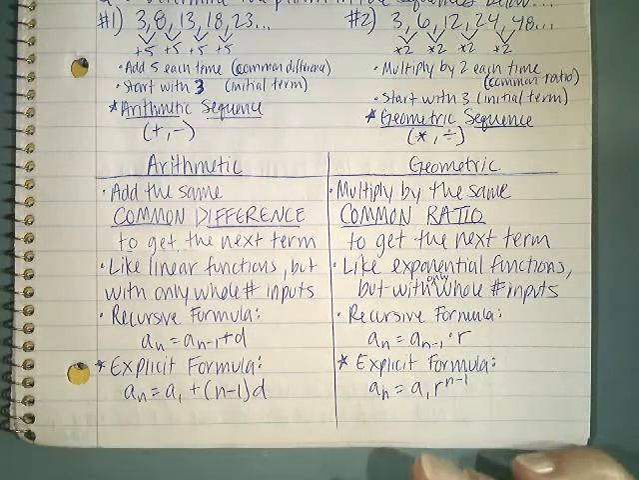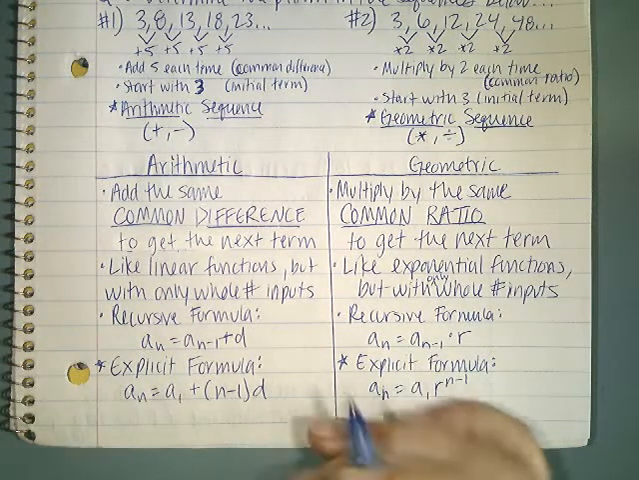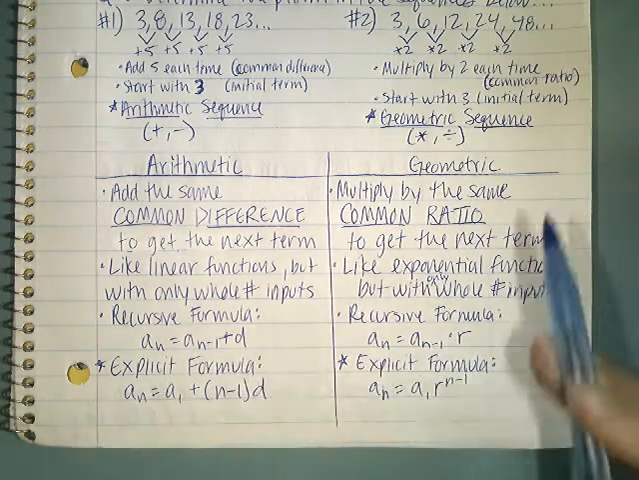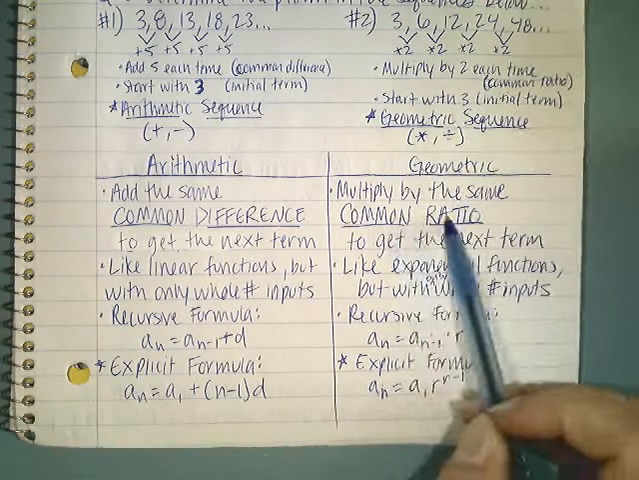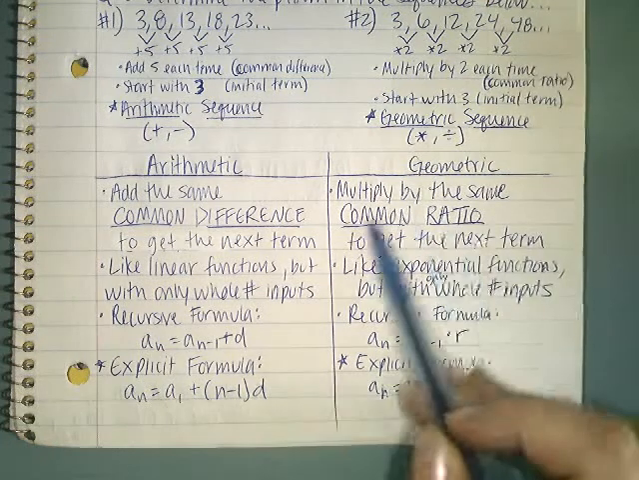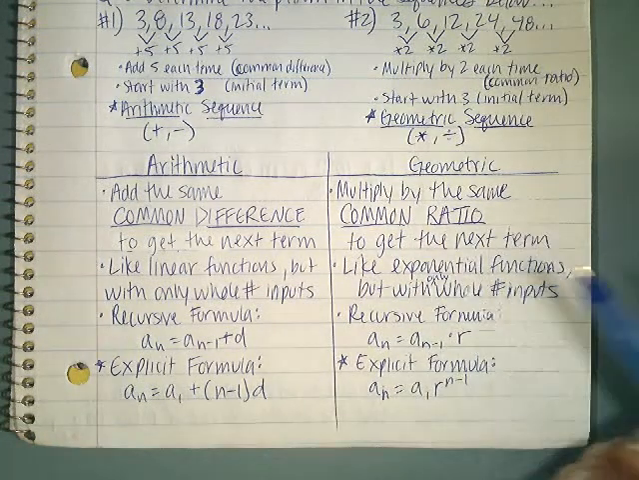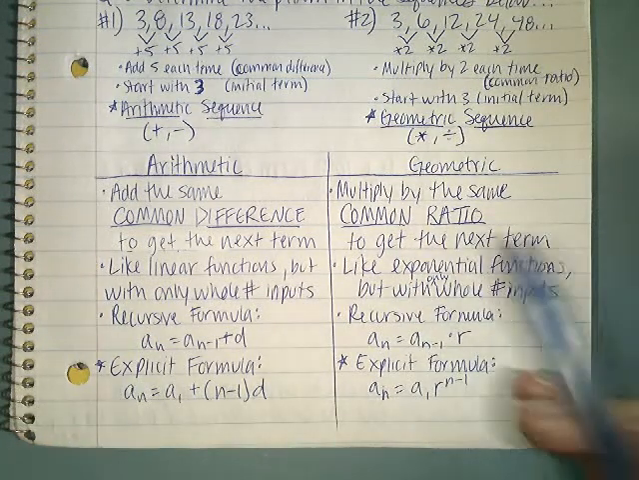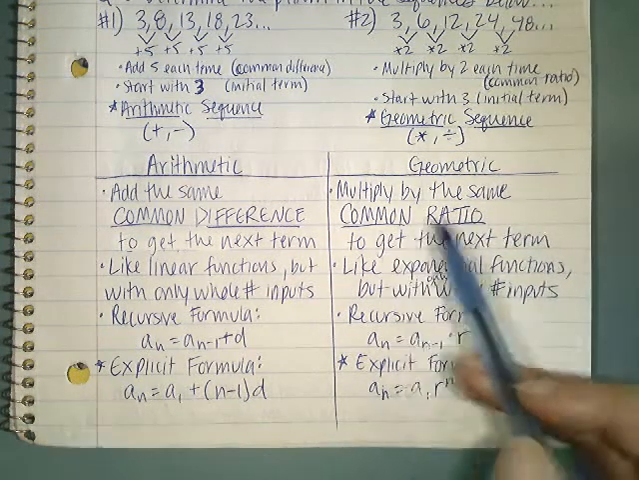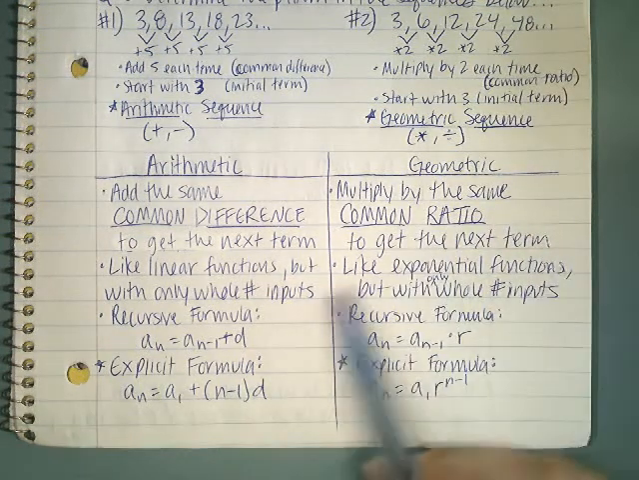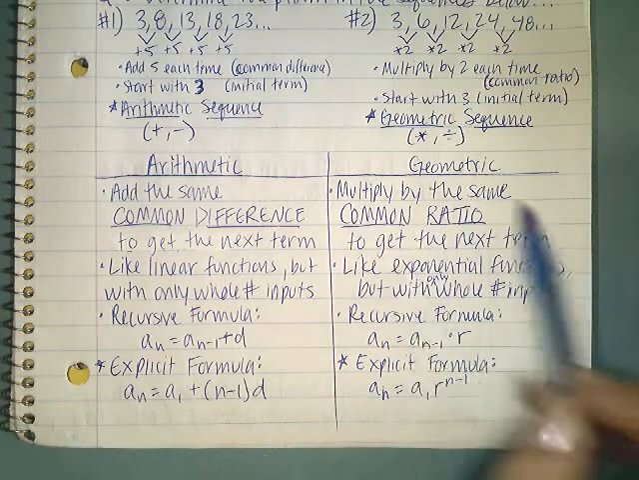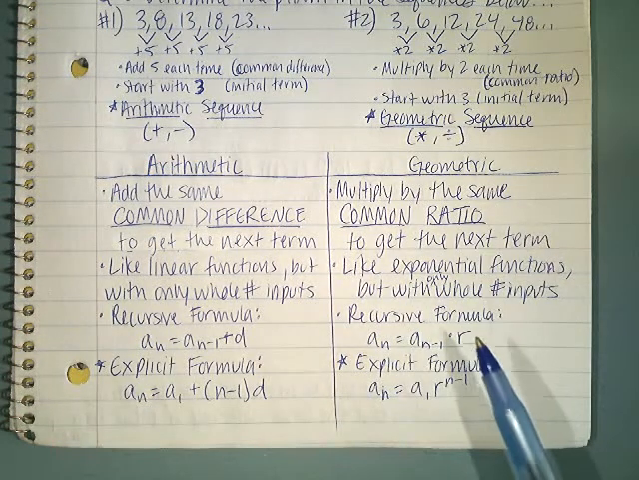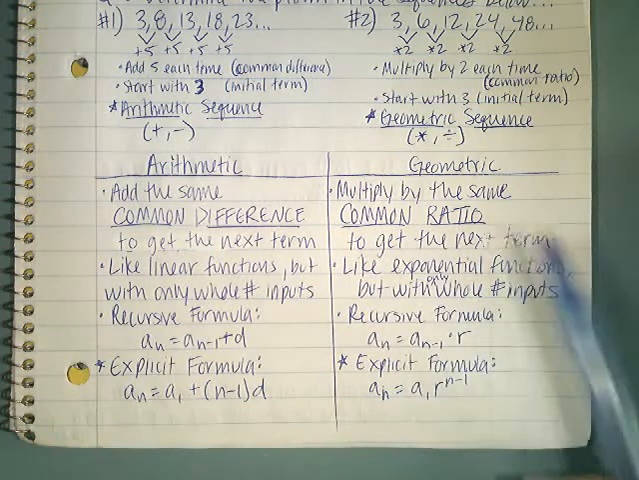So again, we'll go into detail with that a little bit later, but just to give you a gist of what that's about. Geometric sequences, on the other hand, you're multiplying by the same common ratio to get the next term. So again, this common ratio could be a fraction, which would make it appear like you're dividing each time. So if your common ratio was 1/2, you'd be dividing by 2 each time. If your common ratio was 1/4, you'd be dividing by 4.